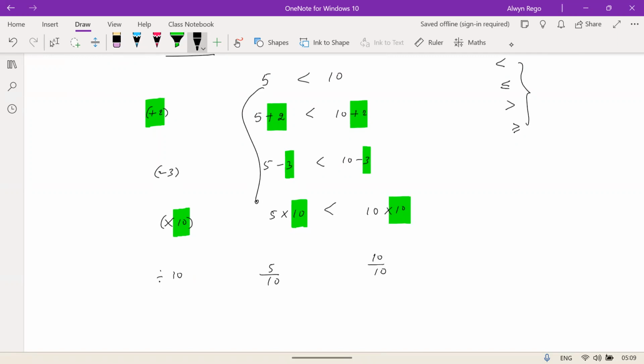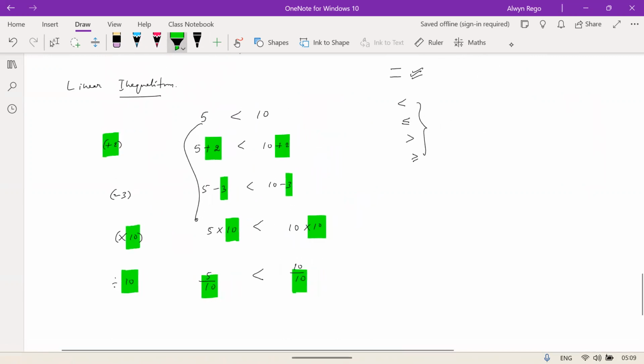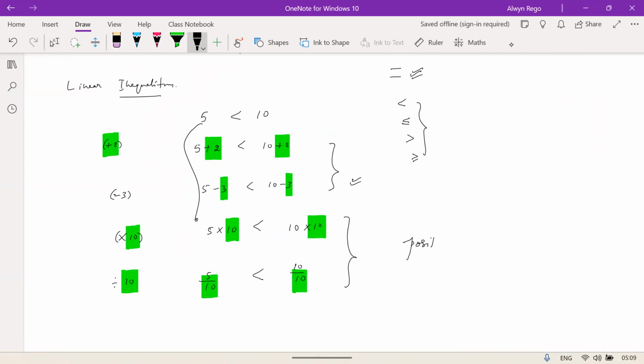Obviously, 5 by 10 is half, 10 by 10 is 1, so this is less than. So if you divide by a positive number also, the inequality is not disturbed. So if you added or subtracted a number, the inequality is not disturbed. If you multiplied or divided by a positive number here, the inequality is not disturbed.